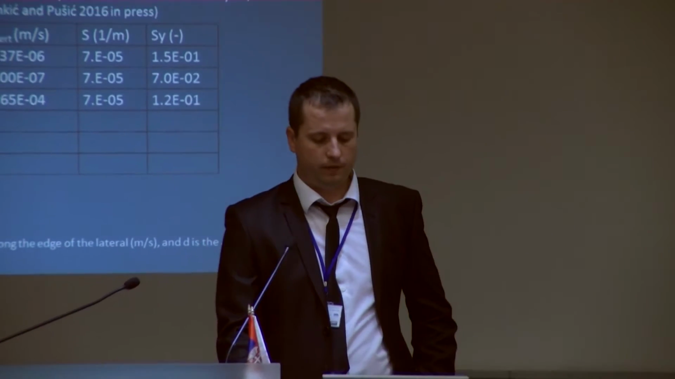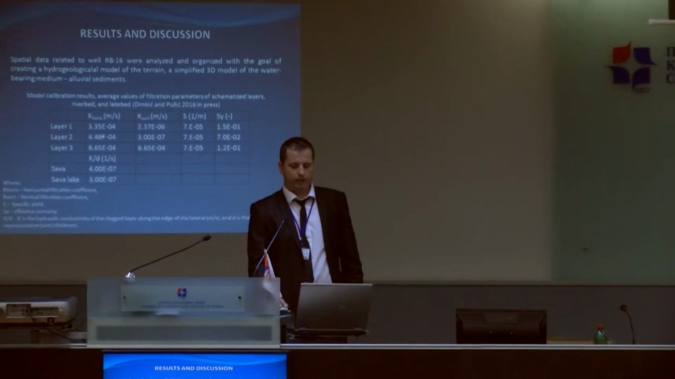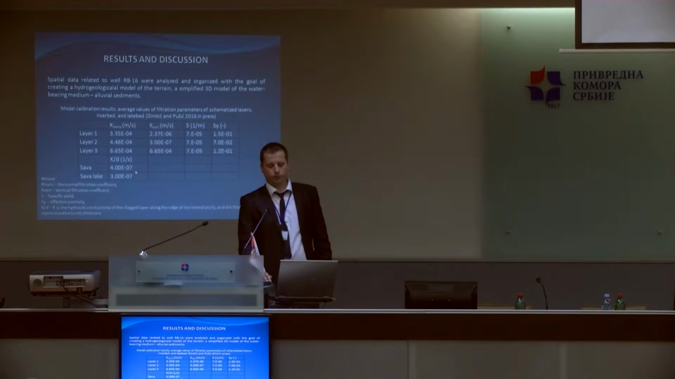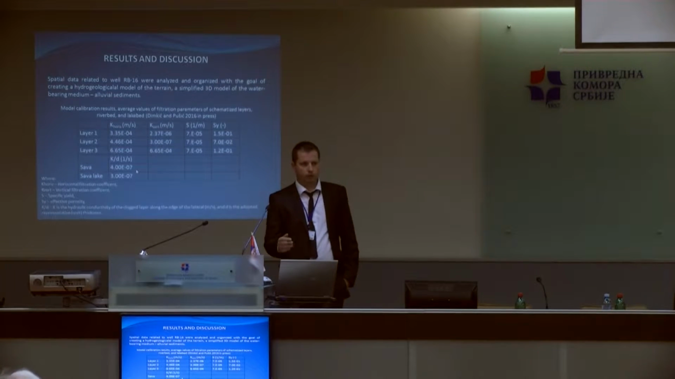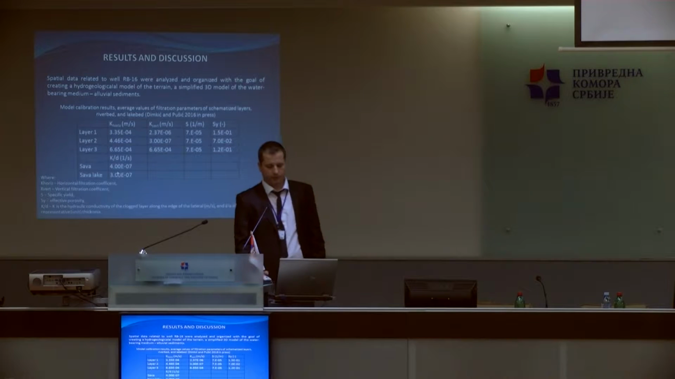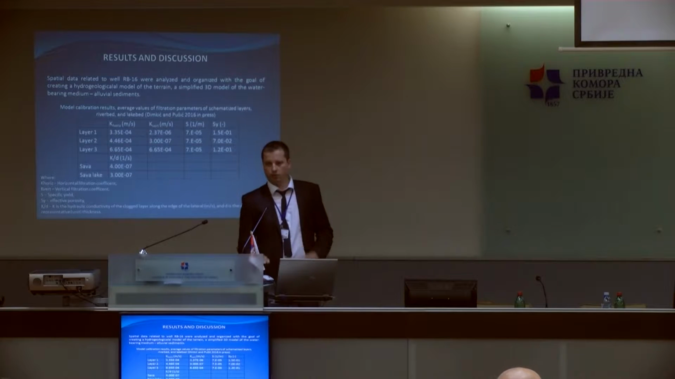These are the results of calibration of the model. We have 3 layers. This is the first layer, the second layer is the semi-permeable layer, and the third layer. Also, what is important, it will be presented afterwards by Milan Dimkić and Professor Pušić. We have the hydraulic conductivity of the Sava River, Sava Lake, and this impermeable layer. And these are the basis for the calibration of the model.